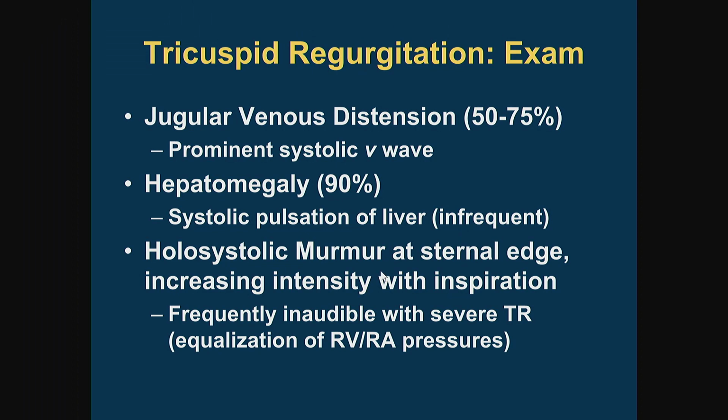On cardiac auscultation, TR is typically classified as a holosystolic murmur audible at the right lower or left lower sternal edge that increases in intensity with inspiration. Realize that patients with severe TR may have a softer or inaudible murmur due to rapid equalization of right ventricular and right atrial pressures, which means there's not much of a gradient and there's limited turbulence.